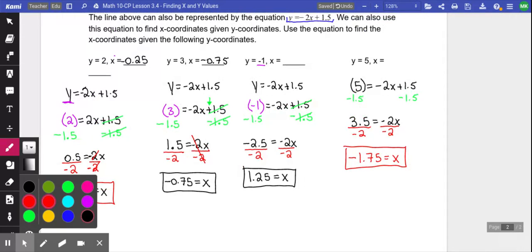And now you know how to use graphs and how to use equations to find x and y values when you know the other value. There's some practice on your Google Classroom for you to work on.